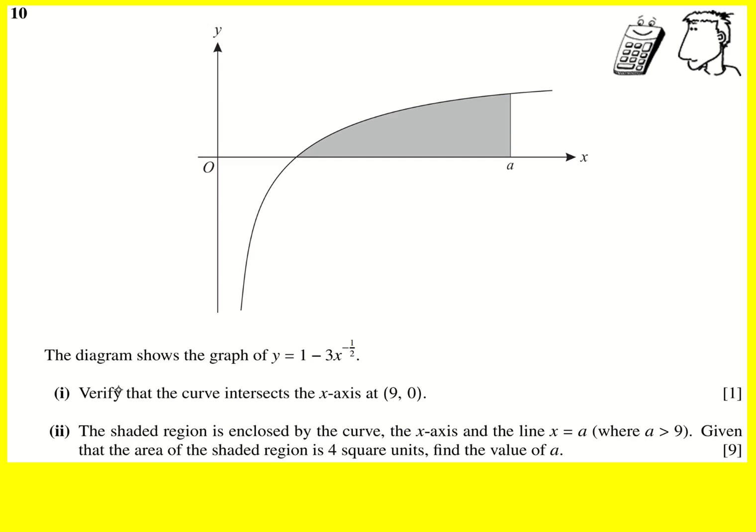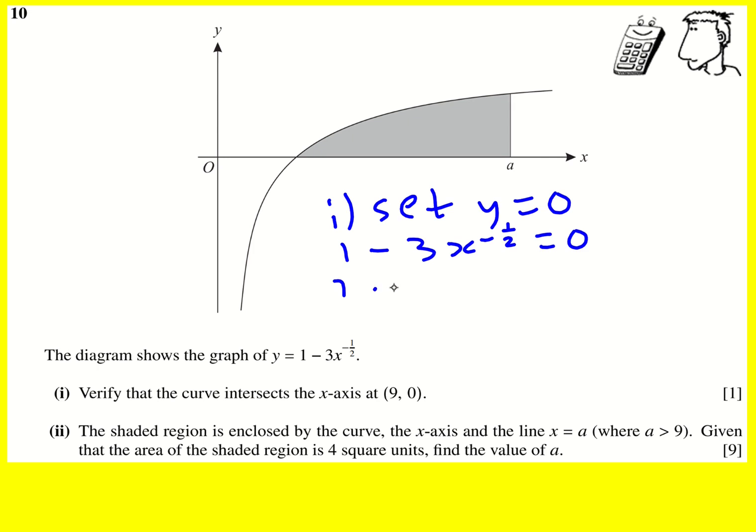We're being asked, first of all, to verify the curve intersects the x-axis at (9, 0). That's going to mean we need to set y equal to 0. That's where we get the intersection. So we need to solve this equation: 1 minus 3x to the minus a half equals 0.